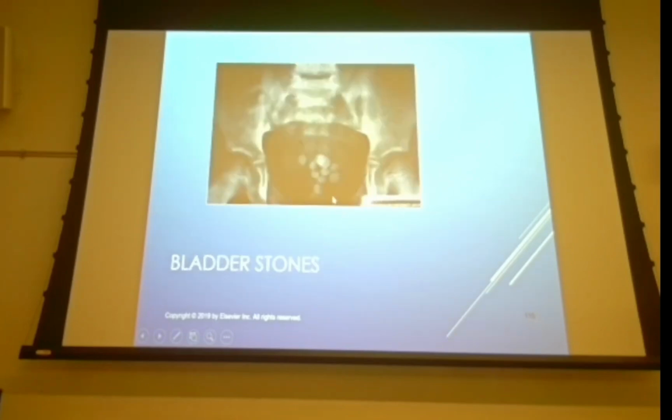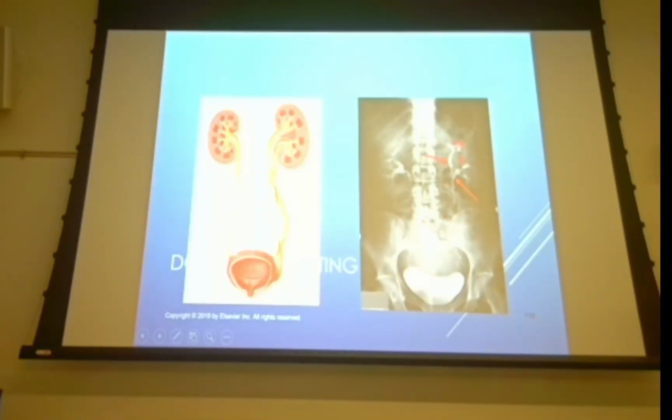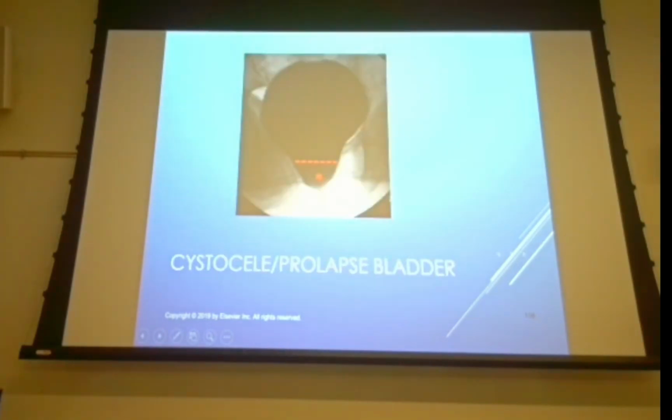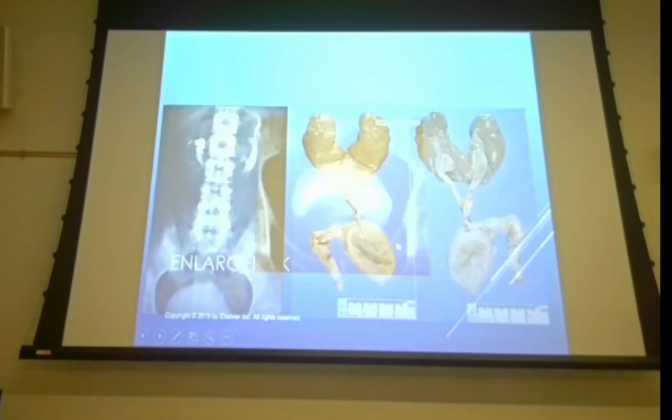Bladder stones, nephroptosis, that's your kidney way down here. Dual collecting systems. So again, prolapsed bladder, we've got what we refer to as a cystocele. Staghorn, or I'm sorry, horseshoe kidney. So they should not be fused at the bottom, but you can kind of see how they lean back a little bit, right?